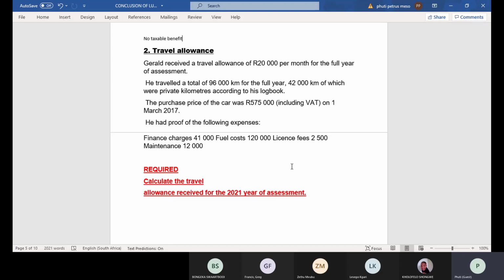The purchase price of the car was 575,000, including the VAT, on the 1st of March 2017. Proof of the following expenses was provided: finance charges 1,000, fuel cost 120, license fees, and maintenance cost. Remember, the cost of the vehicle, including the VAT, should be limited to an amount of 595,000. Don't forget that. Any amount greater than that, you just say it's limited to 595,000, and then you use 595,000 as it is. The required: let's calculate the travel allowance here.